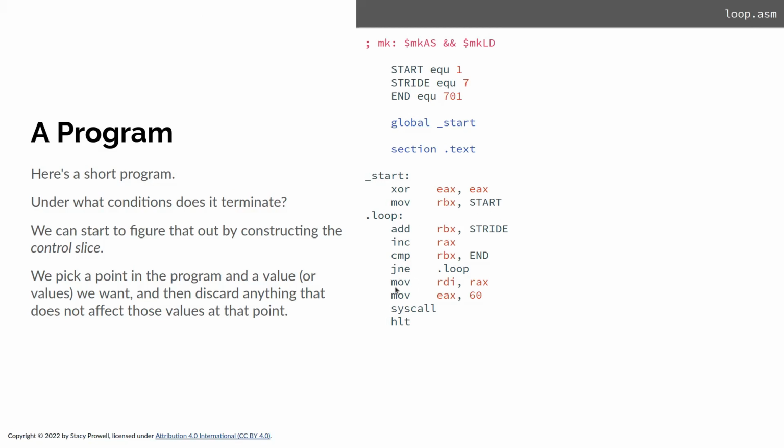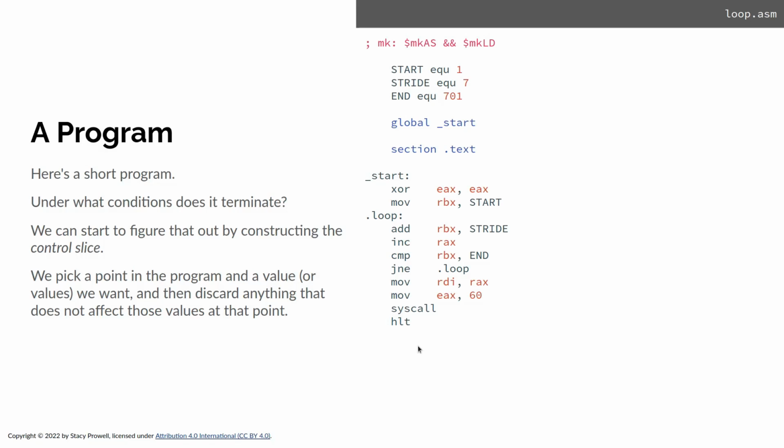I have a loop here. That's interesting. I add a stride to RBX. I then increment RAX. So each time through the loop, I'm going to increment RAX. I start out by setting it to 0, and I'm just going to count the number of times I go through the loop. And I compare RBX to the end. What is end? It's 701. So each time through, I'm going to add 7, and eventually I'll add it 100 times. I'll get 701. The comparison will succeed, and we'll just terminate, returning the value 701.